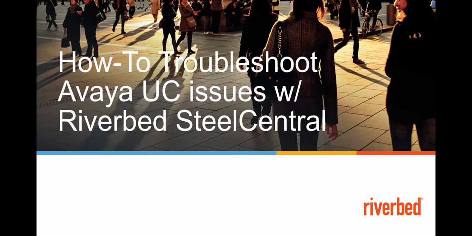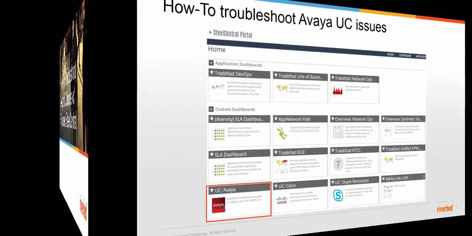This video will show you how, using Steel Central's suite of tools, you can quickly troubleshoot Avaya UC issues by combining both network and UC metrics to identify call quality issues.